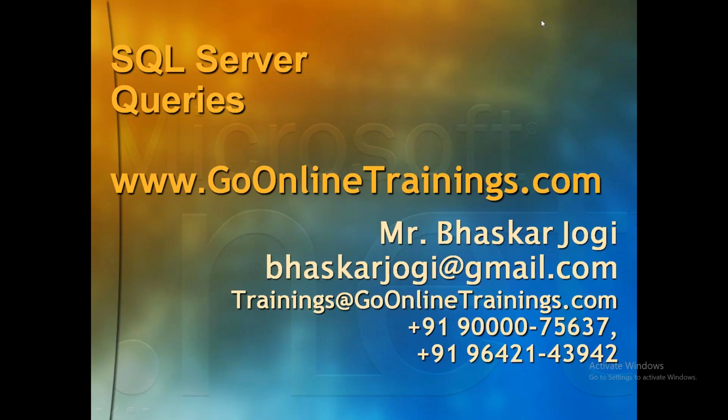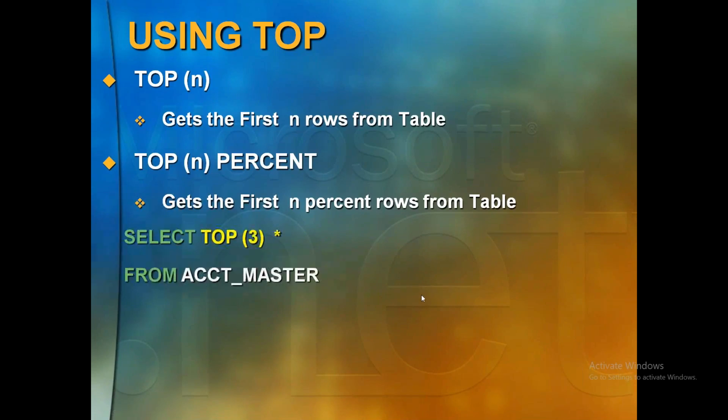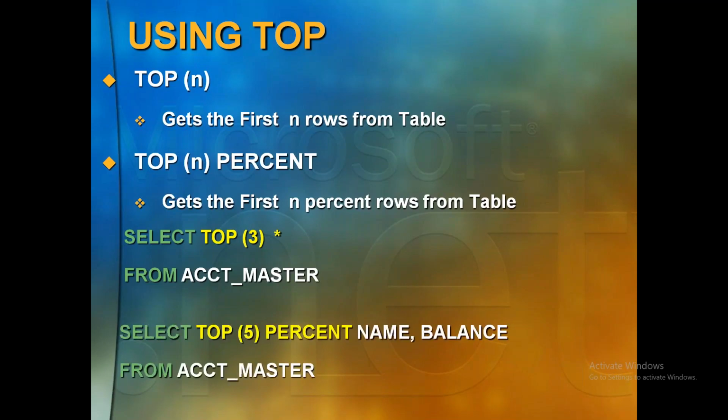So now, today we'll understand what is top n and what is top n%. Let me give you a few examples. Select top 3 star from the account master table, and select top 5% name, balance from the account master table.